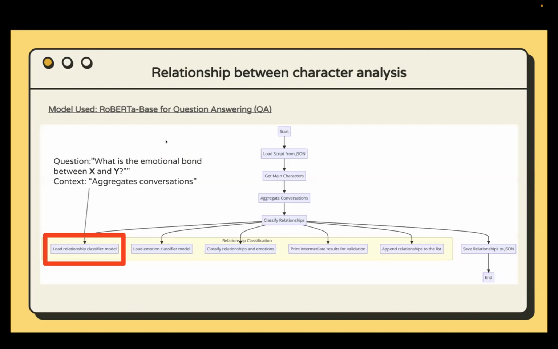So for the relationship between character analysis, we ask a question to the model, what is the emotional bond between X and Y, and the context is the aggregated conversation of both characters. So you can see a simple script of our project.